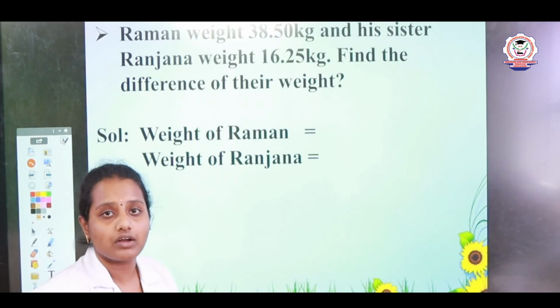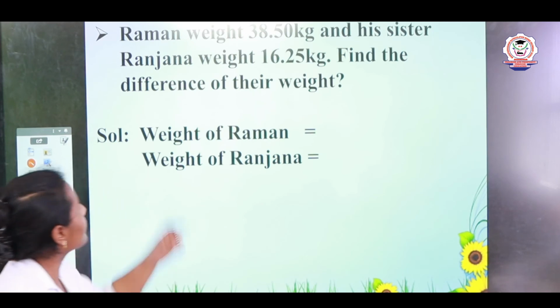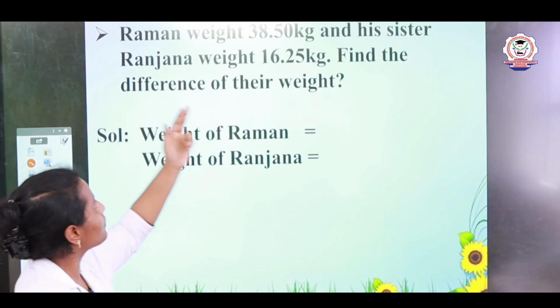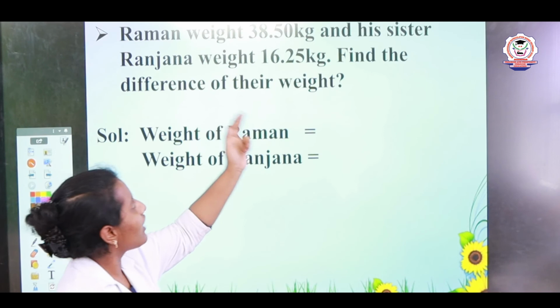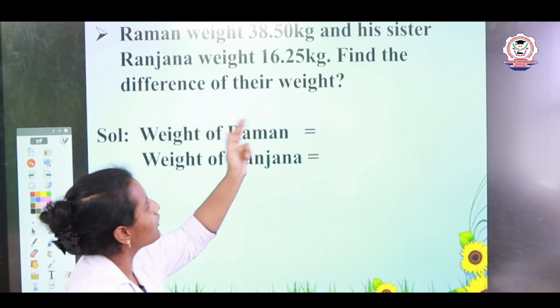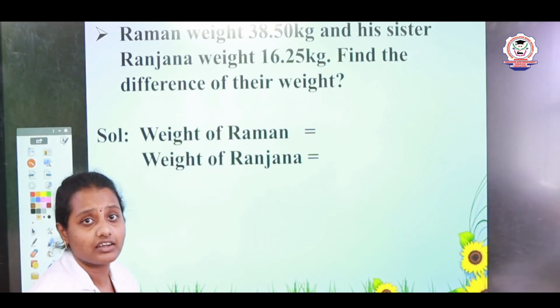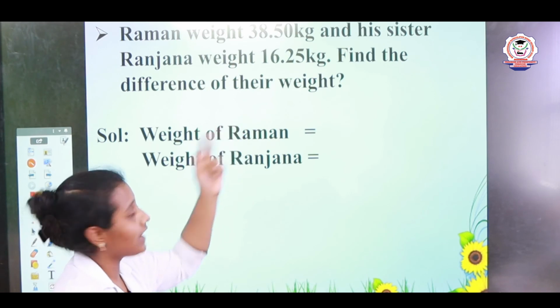Now we will see one solving problem in the subtraction of decimals. Yes, my dear children, they gave the question that Raman weighs 38.50 kg and his sister Ranjana weighs 16.25 kg. Find the difference of their weight. Now we are going to find the difference between Raman and Ranjana's weight.